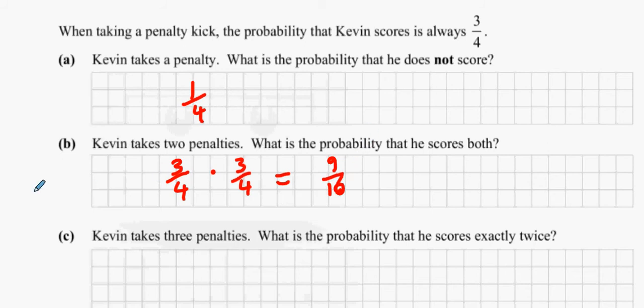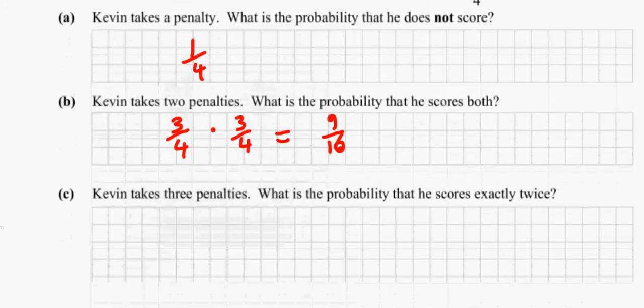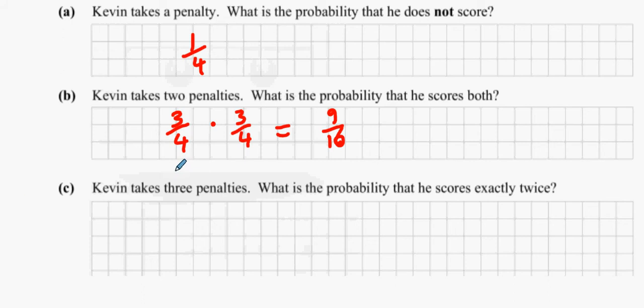Now, Kevin takes 3 penalties. What's the probability he scores exactly twice? All right, let's do goal and no goal. Ready? Goal, goal, no goal. Does that qualify? Yes. Goal, no goal, goal. Does that qualify? Yes. And then finally, no goal, goal, goal. Now, how would you do that, probability wise?